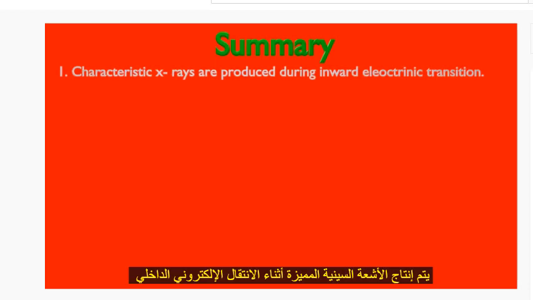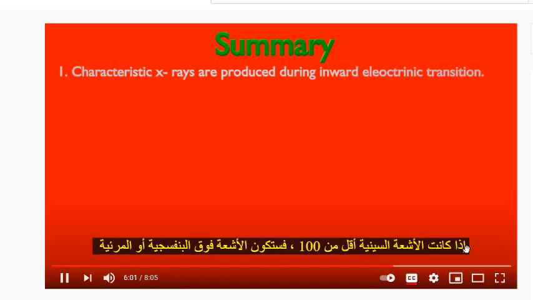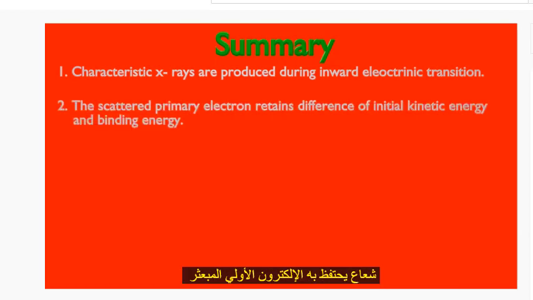Characteristic X-rays are produced during inward electronic transition. If the energy of the emitted electromagnetic radiation is more than 100 electron volts, we call it an X-ray. If below 100 eV, it will be an ultraviolet or a visible ray. The scattered primary electron retains energy equal to the difference of kinetic energy and binding energy.